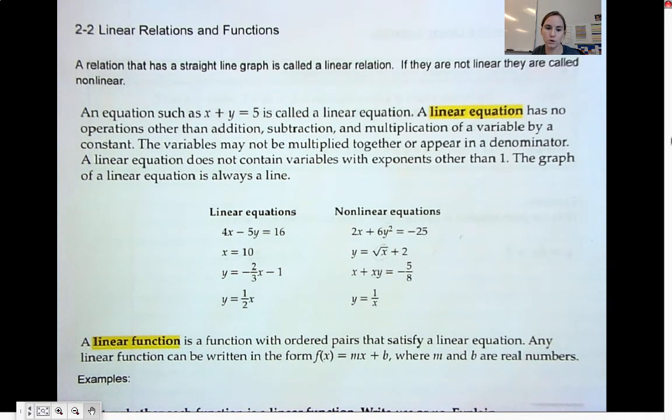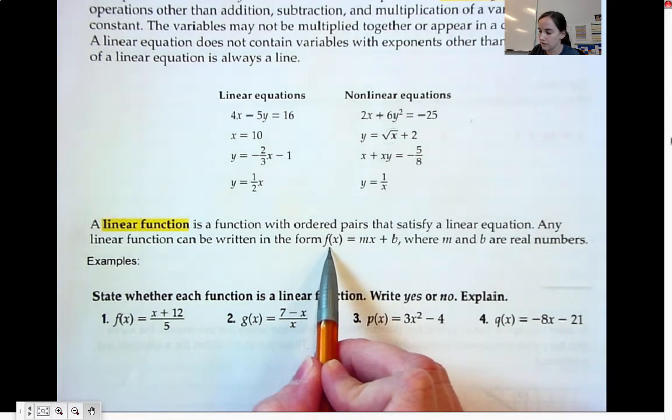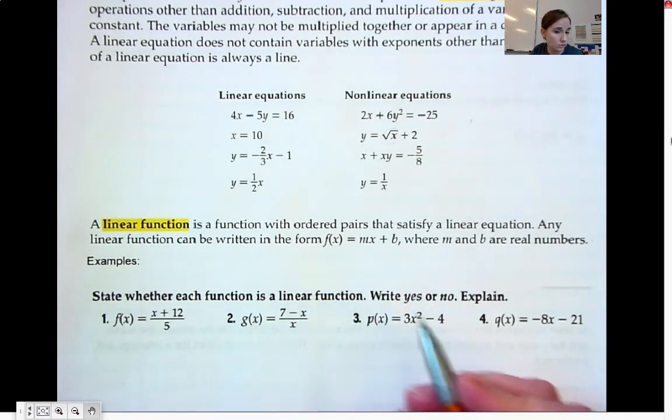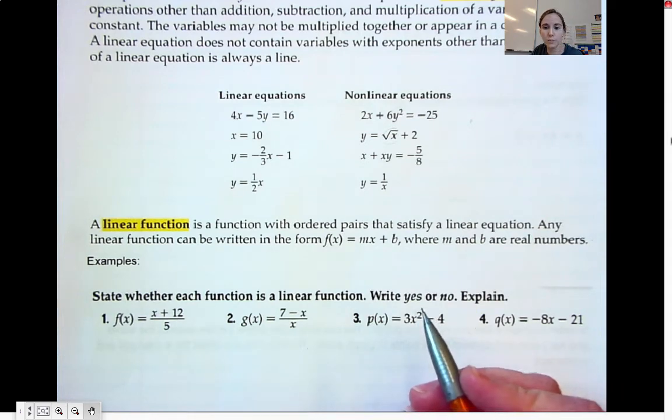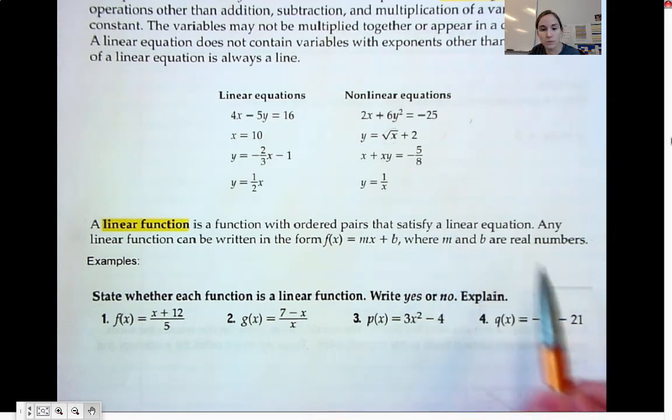If you wanted to call it a linear function, first of all, it must be a function, so each domain value is only paired with one range value, and it can be written in this form: f of x equals mx plus b. You may have heard of y equals mx plus b, the slope-intercept form. That is the same thing here. M and b must be real numbers.